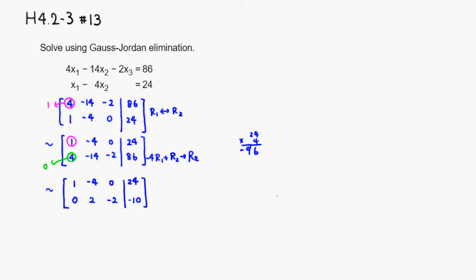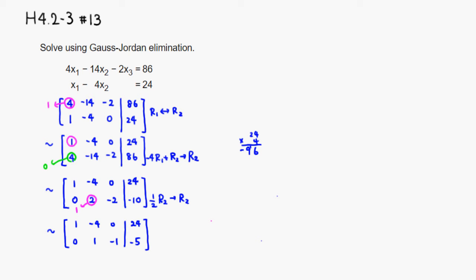Next we're going to turn the leftmost non-zero element into 1. We can achieve that by dividing row 2 by 2. Again, nothing happened to the first row. I'm going to copy 1, negative 4, 0, and then you have 24. So 0 divided by 2 is 0, 2 divided by 2 is 1, negative 2 divided by 2 is negative 1, negative 10 divided by 2 is negative 5.